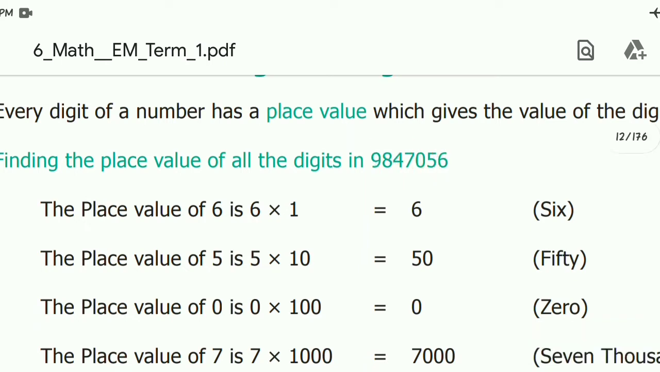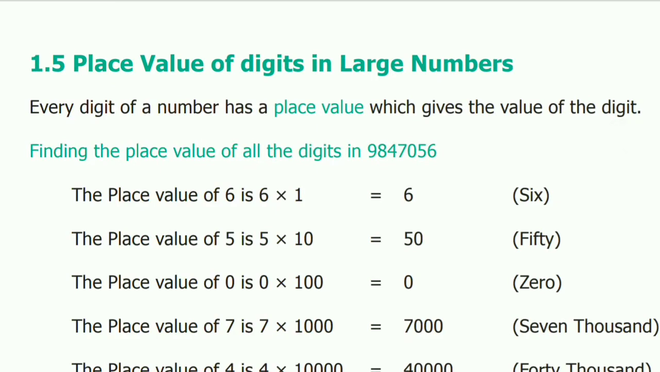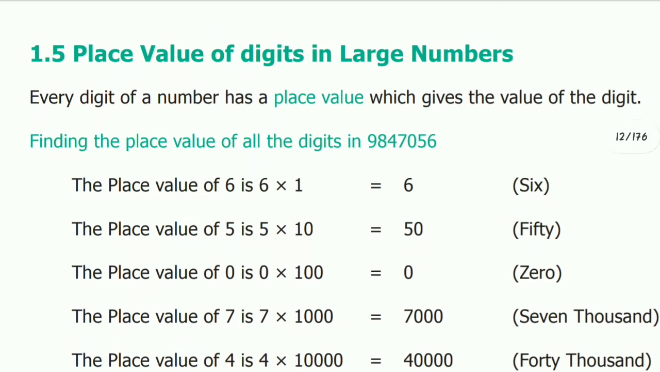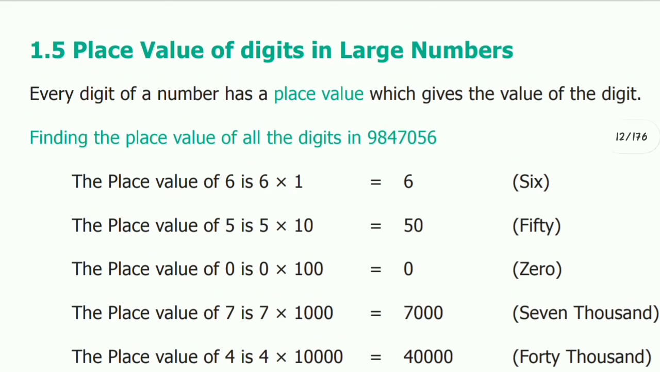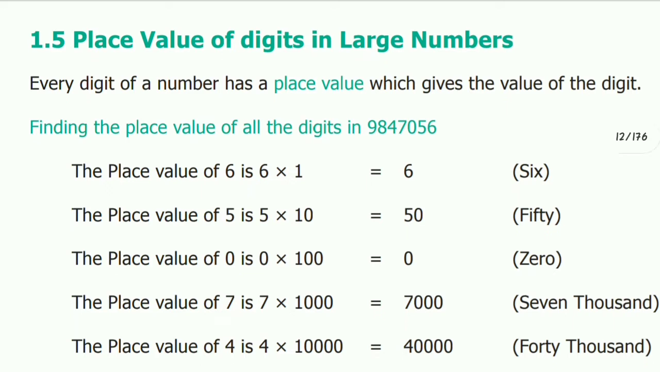Next, we have to find the place value of each digit. First, the place value of 6. 6 is in the place of ones. How many ones are there? 6 ones. So, 6 into 1 equal to 6. Next, the place value of 5. Tens. How many tens are there? 5 tens. So, 5 tens are 50. Next, the place value of 0. Hundreds. How many hundreds are there? 0 hundreds. So 0 into 100 equal to 0.